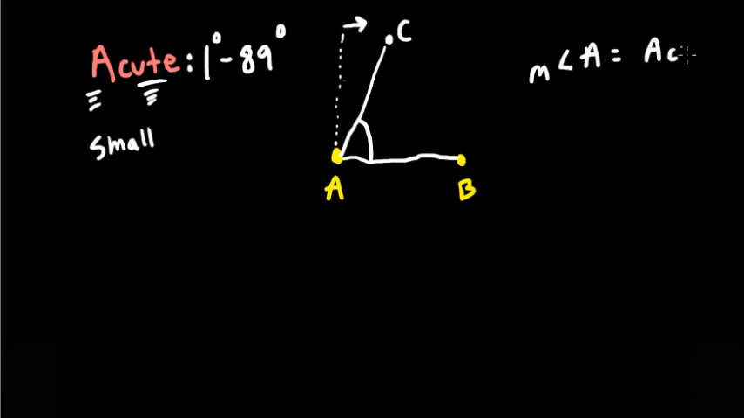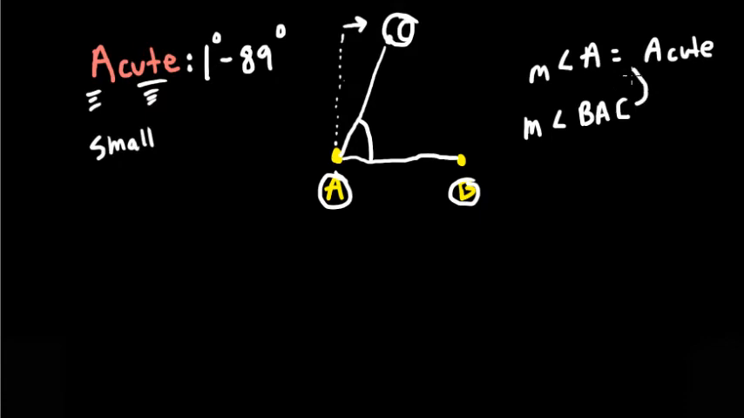So we would say that the measure of angle A is acute. By the way, another way to write the measure of angle A would be the measure of angle BAC. We go from B to A to C, and these two are the same. Okay, and that is acute angles. Any angle less than 90 but greater than 0 would be an acute angle.